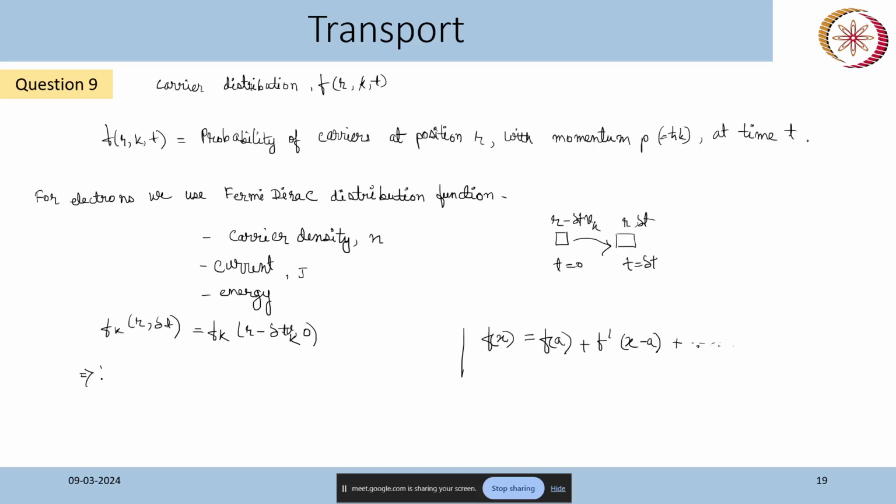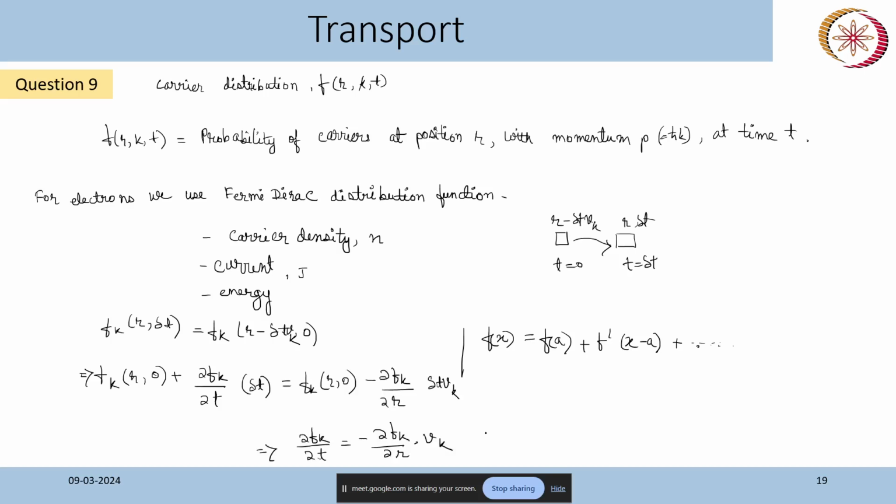I'm neglecting the higher order terms, and this will be f(k, r, 0). Then I am doing the expansion with respect to r, that means the position, so it will be minus, because of the minus sign, del f_k by del r times delta t v_k. Here also neglecting the higher order terms, this will get cancelled, so finally we will get the expression del f_k by del t is equal to minus del f_k by del r dot v_k.